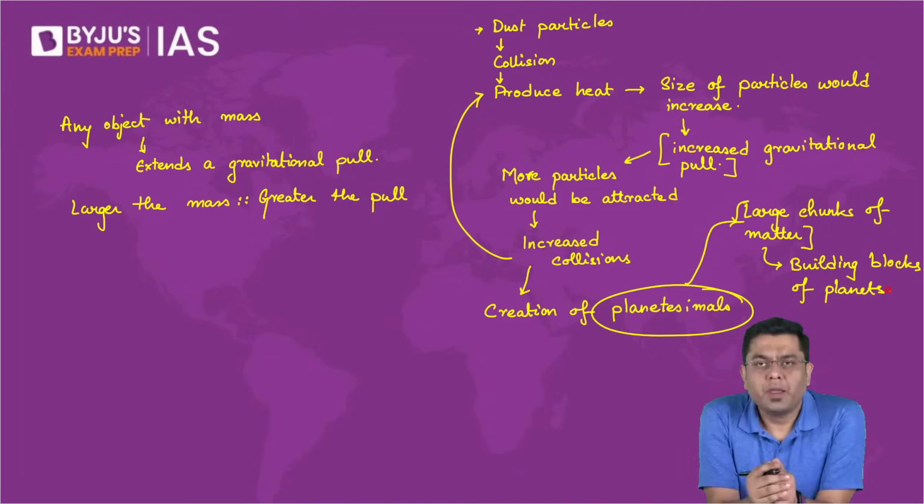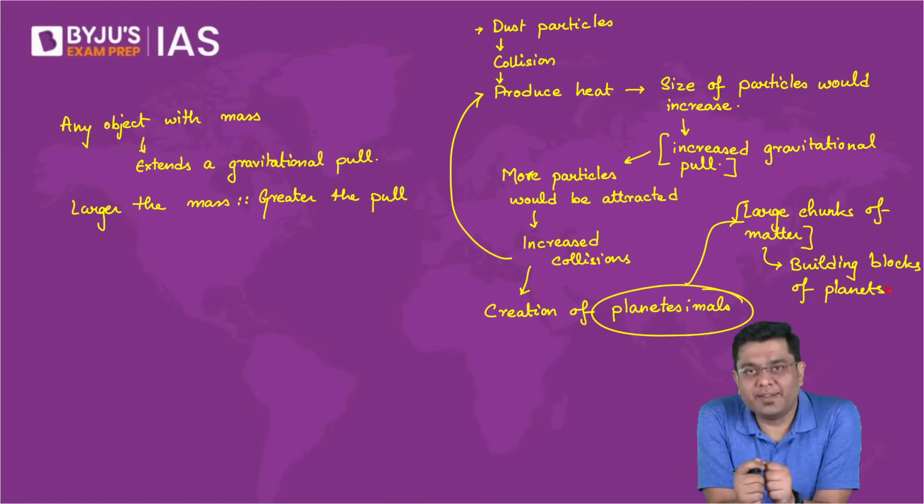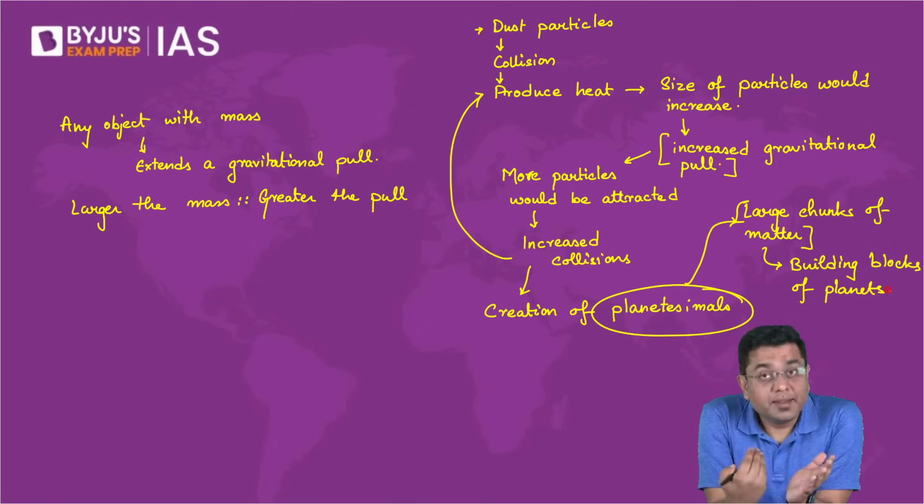Okay, so these planetesimals started moving around. Earlier, you had a scenario of only the dust particles moving around. Now that quickly changed, and you had large planetesimals, because these dust particles underwent a large number of collisions, produced enough heat to stick together and create those planetesimals. Now, just like the earlier process, these planetesimals would also collide.